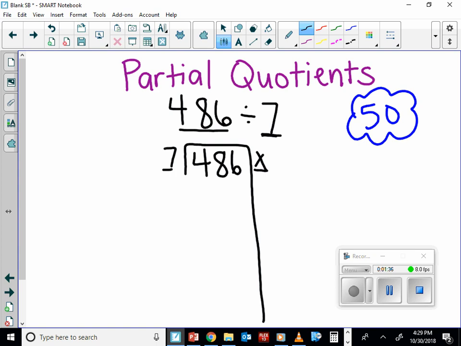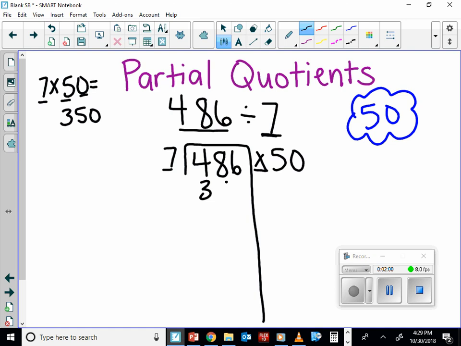7 times 50. Sometimes we have a hard time with that, so I always write it off to the side. Okay? 7 times 5 is 35. Add a 0. So that means that 7 times 50 is 350. That's pretty close to 486, so I'm going to use that. I could keep going, but I want a nice friendly number, and I don't want to sit there all day and come up with one answer. So let's just use that one.